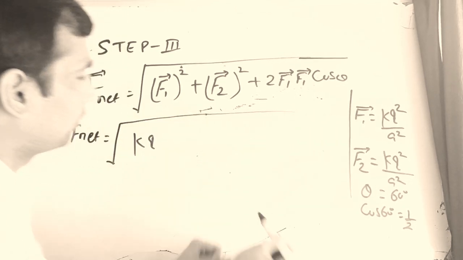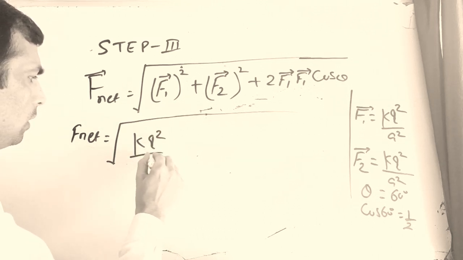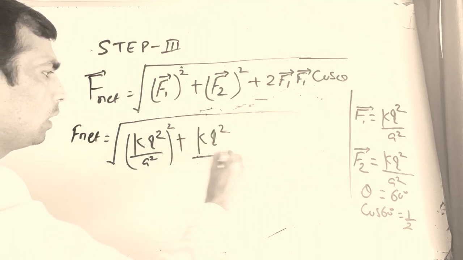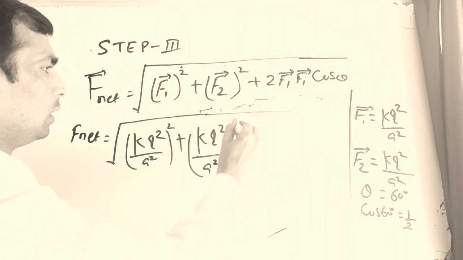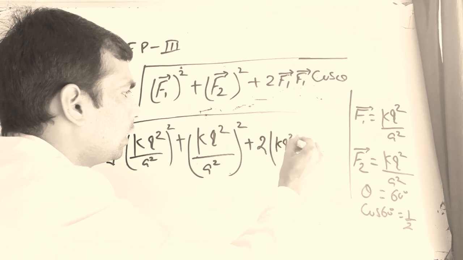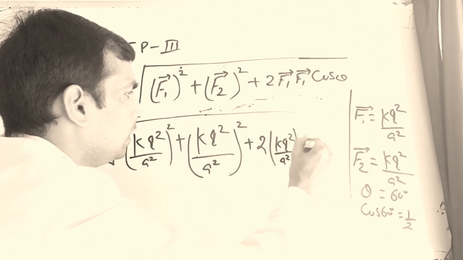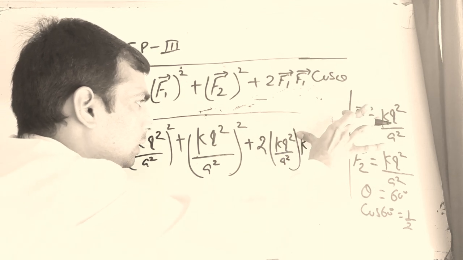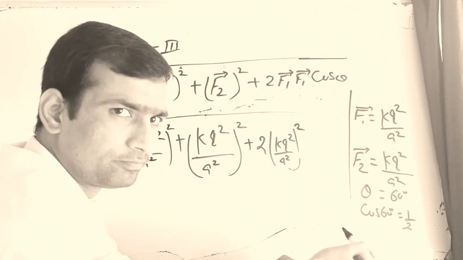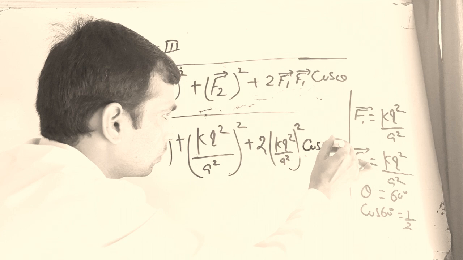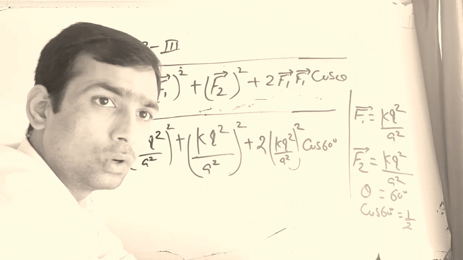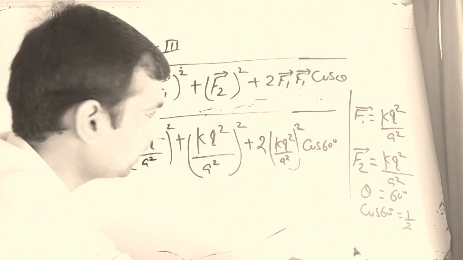student, you can take the value from here: KQ square upon A square whole square, plus student, KQ square upon A square whole square, plus 2 into KQ square upon A square, and this remains the same, F1 F2, this becomes whole square, right? And this is cos of 60 degree. If you have any doubt, there is an option, all of you know, just comment, I'll get back to you as soon as possible.